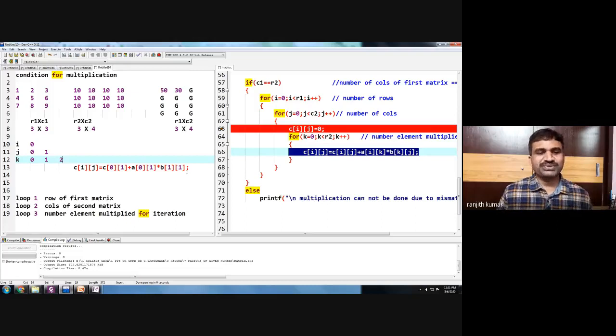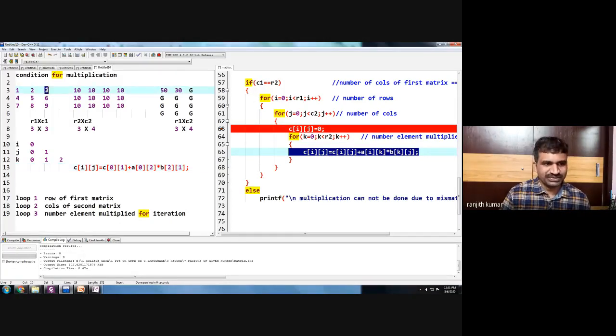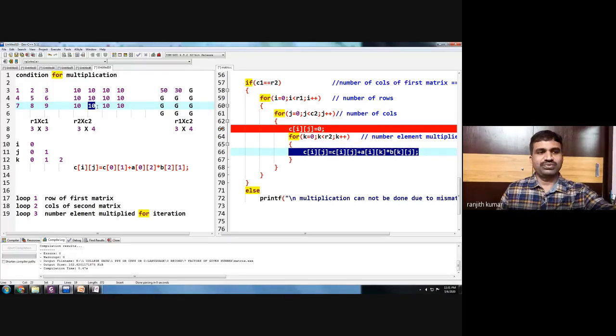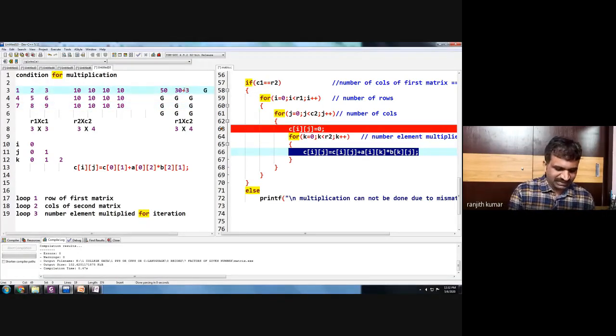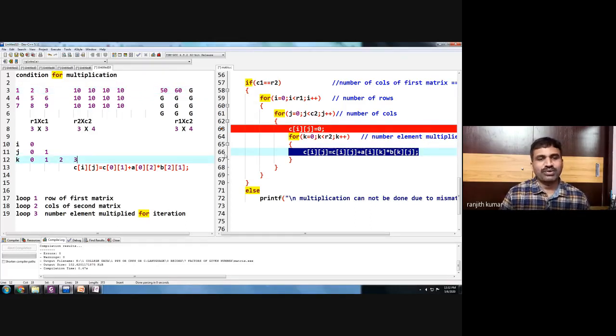Now K value will reach 2. Now listen to this once again, we are just substituting the values. Now what should be happening? This one, A of 0, 2 into this one. So A of IK into B of KJ. That is A of 0, 2 into B of 2, 1. A of 0, 2 is 3 and B of 2, 1 is 10. So 3 into 10 will be multiplied, which will become 60. Now K value will become 3 and you will come out of the loop.